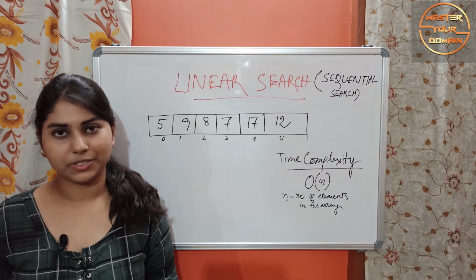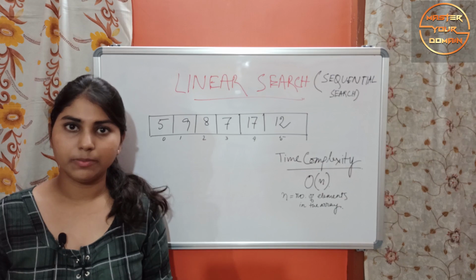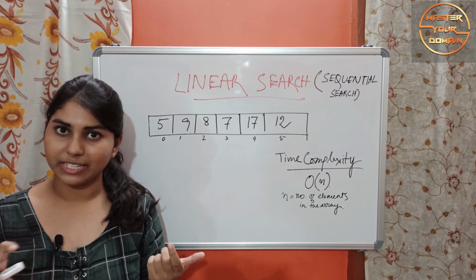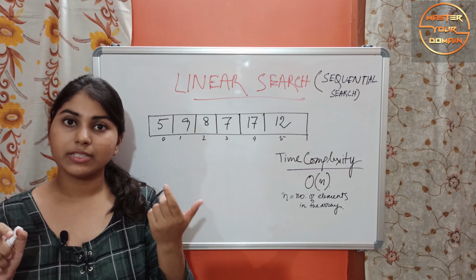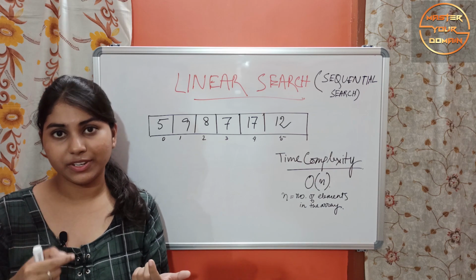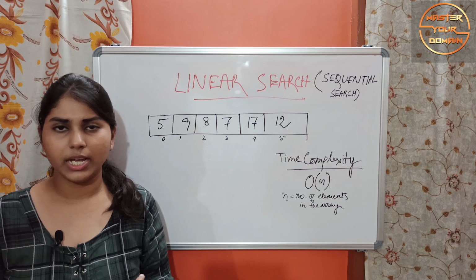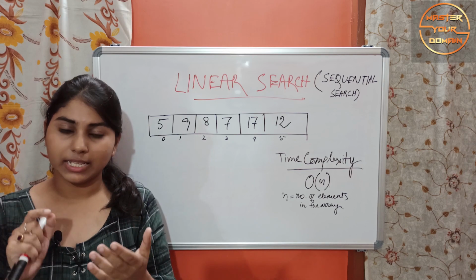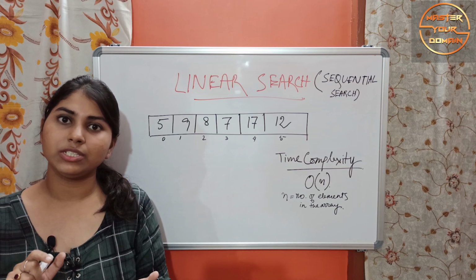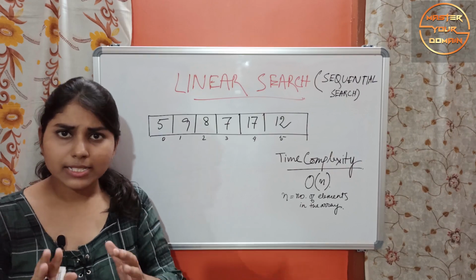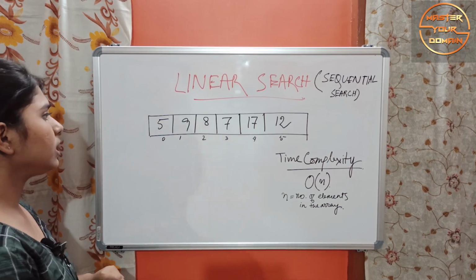Linear search is the simplest searching algorithm. In this algorithm, we have a target value and a given array, and we compare the target value with each and every element of the given array sequentially until a match is found. If a match is found, then this algorithm returns the position where the match occurs. Let's see with an example.